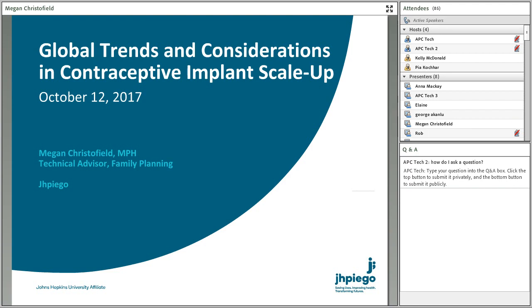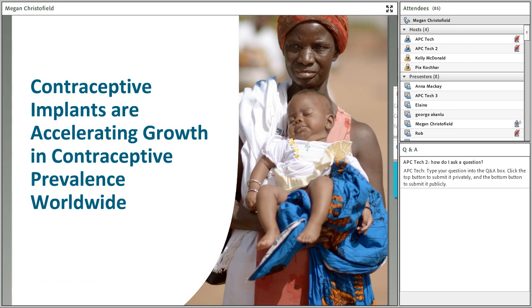So first, let me go through some of the trends. Contraceptive implants are accelerating growth in contraceptive prevalence worldwide. Avenir Health recently conducted an analysis of 256 DHS surveys, and when comparing the distribution of annual rates of MCPR growth between countries with significant uptake of implants and those without it, found that uptake of implants was associated with higher rates of MCPR growth. They also found that the growth of implant use was not coming at the expense of use of other contraceptives. In other words, implants were not cannibalizing or being substituted in place of other methods.